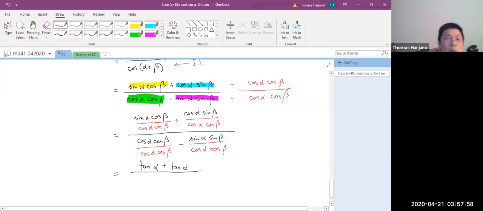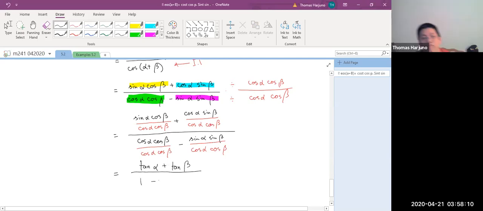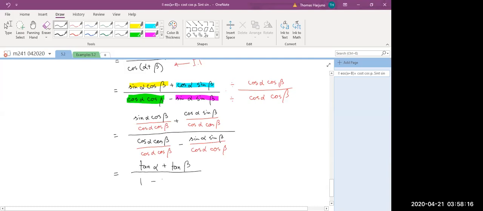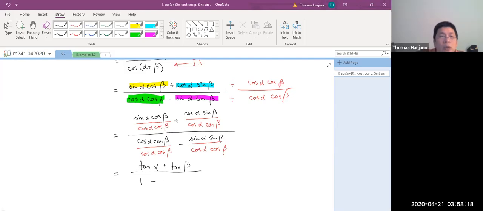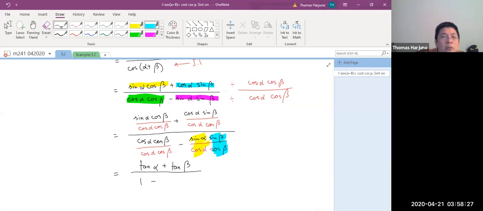How about bottom left? One. How about bottom right? You would split them. So I will split them. This becomes tangent alpha and this becomes tangent beta.